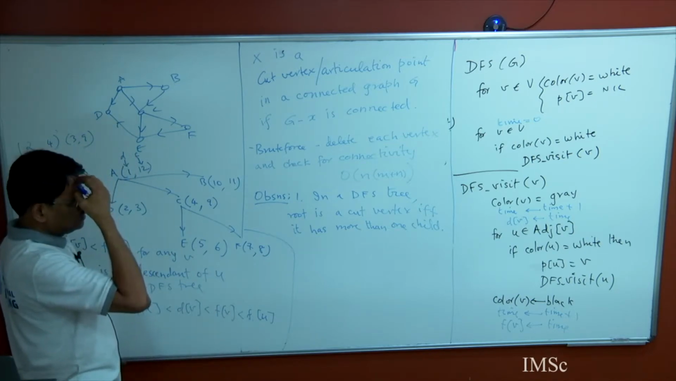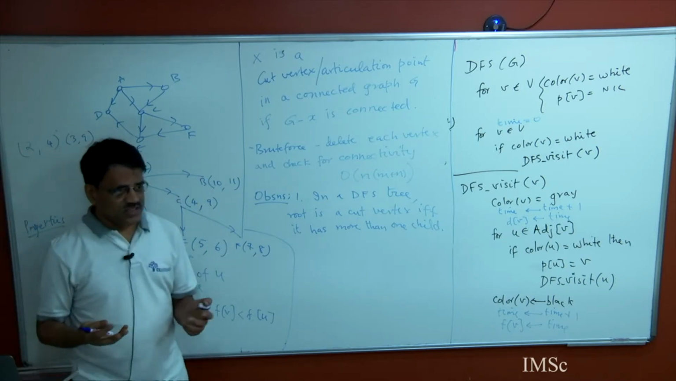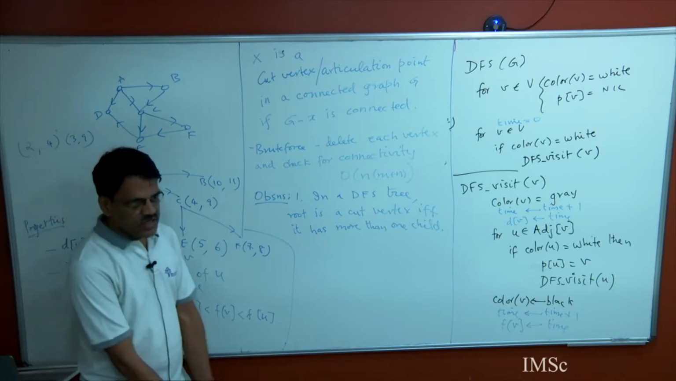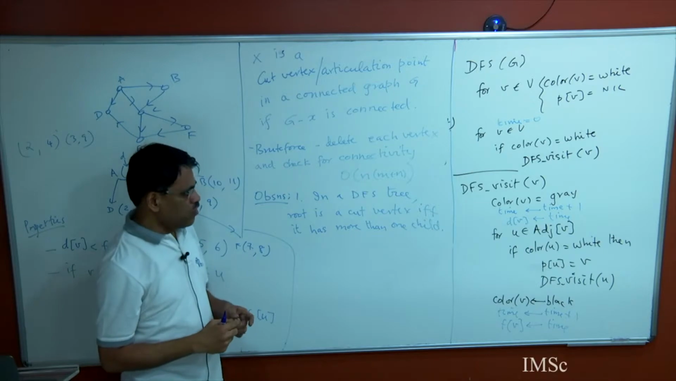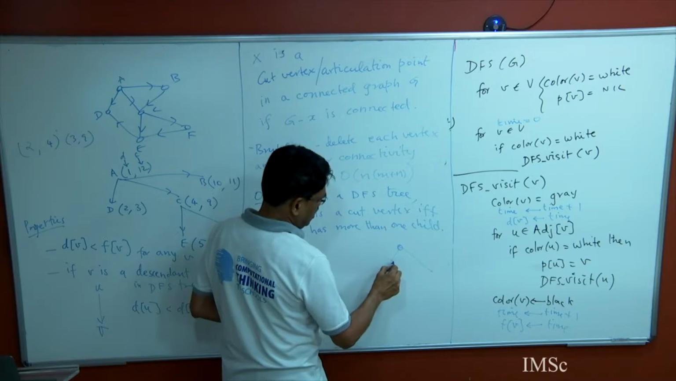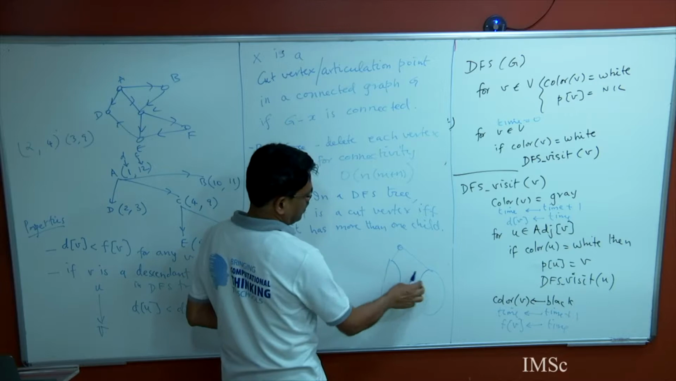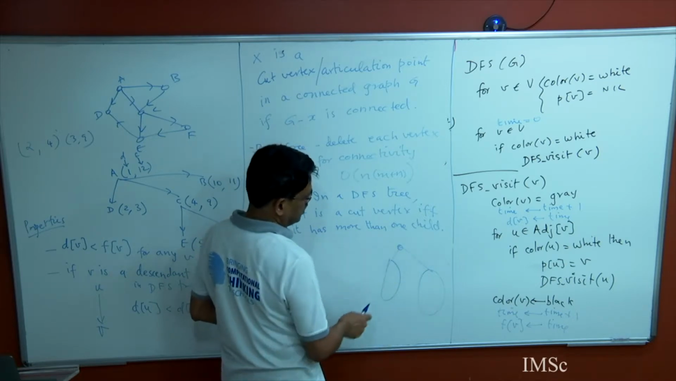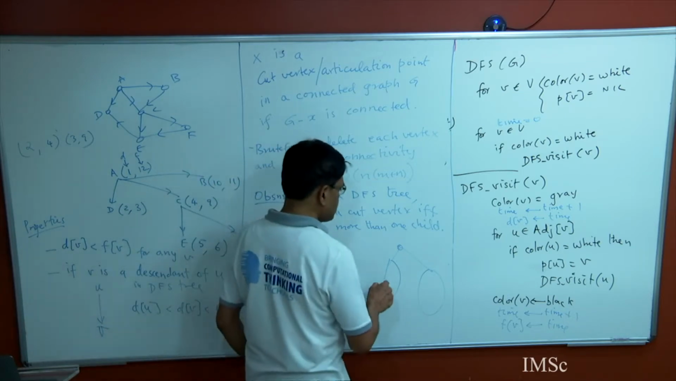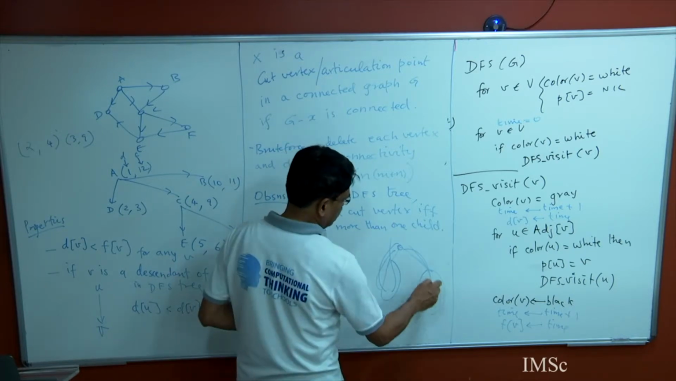Why? Because of the way the non-tree edges are structured in an undirected graph. They cannot be cross edges. They can only go from a descendant to an ancestor. So if the root has more than one child, then this subgraph and this subgraph become two disconnected components if you delete this vertex, because there is no way you can go from here to here. Any non-tree edges go like this.